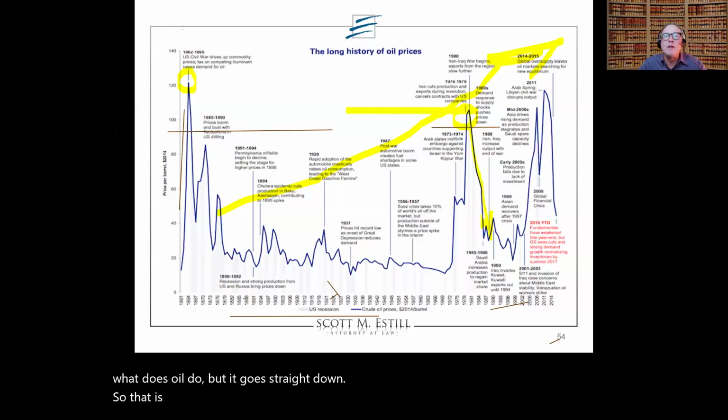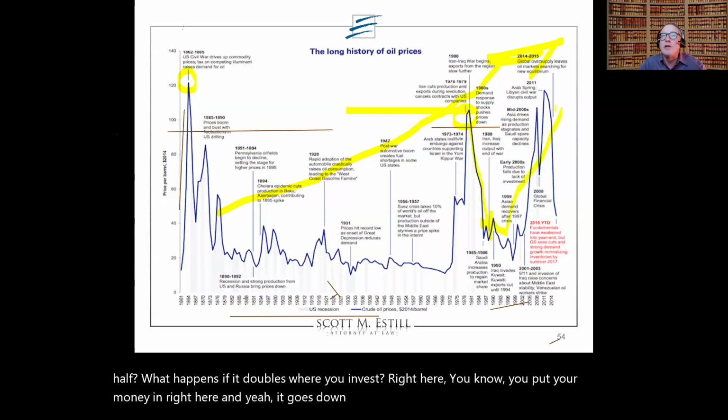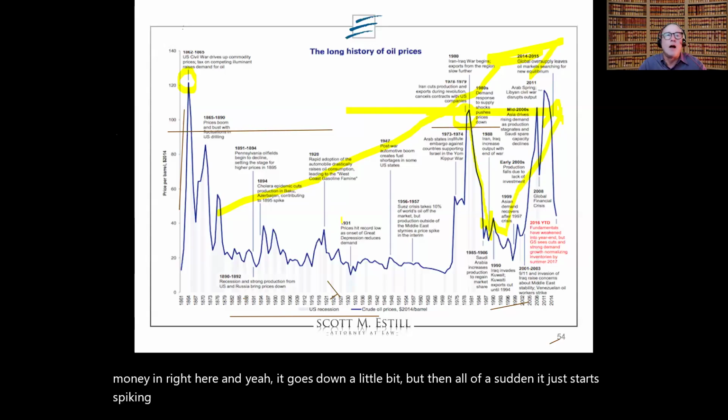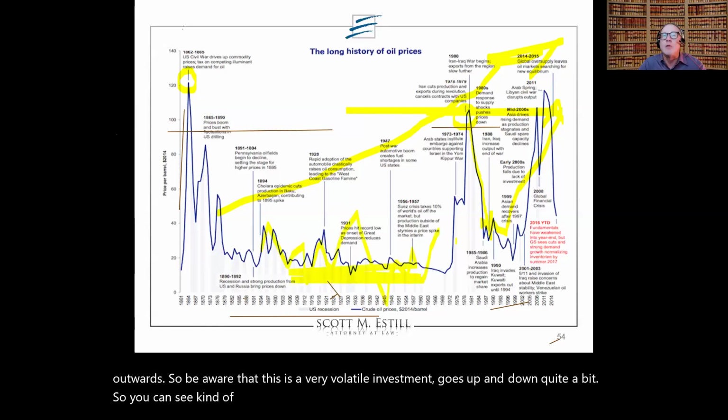And what would happen if the price of oil per barrel gets dropped in half? What happens if it doubles where you invest right here? You put your money in right here, and yeah, it goes down a little bit, but then all of a sudden it just starts spiking outwards. So be aware that this is a very volatile investment, goes up and down quite a bit. You can see kind of here, right? It's doing this sort of a thing, and I would expect that to continue.